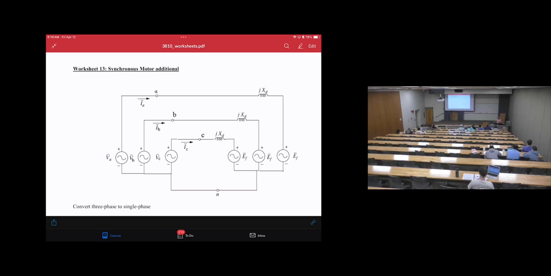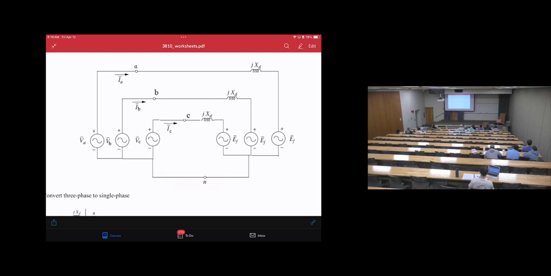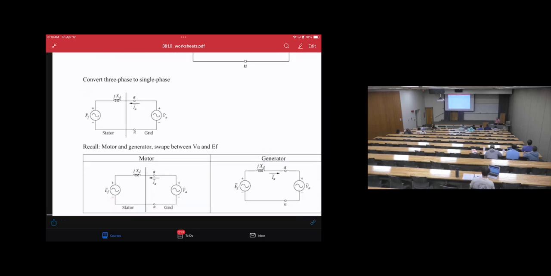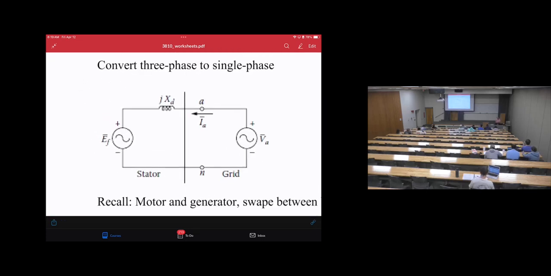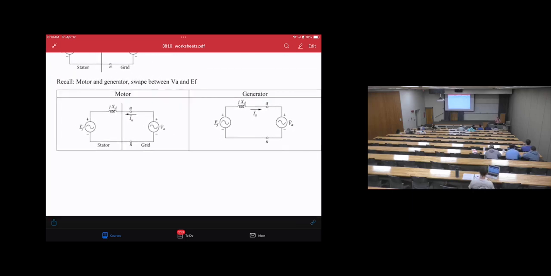So we have a three-phase. Therefore, this is how the three-phase circuits looks like, because it's three-phase. Then we will assume it's balanced scenario. Then we will convert three-phase to single-phase. So it will look like this way. So the motor and the generator, they are exactly the same circuits. But the difference is the current direction. So here is how is the motor circuit. This is how the generator circuit.